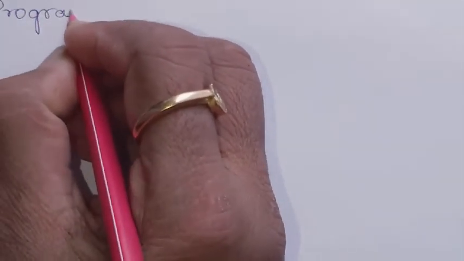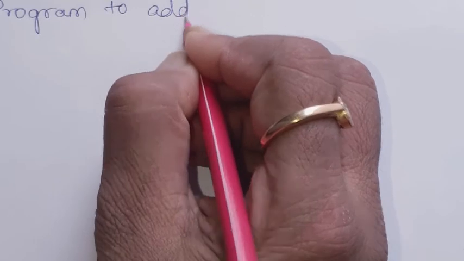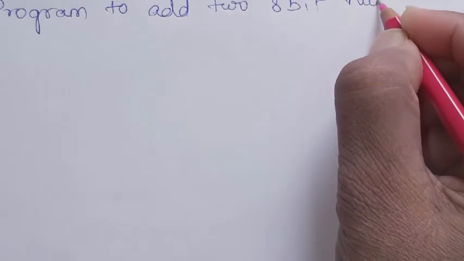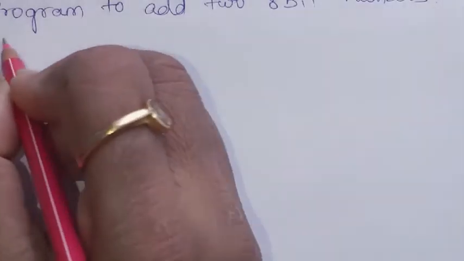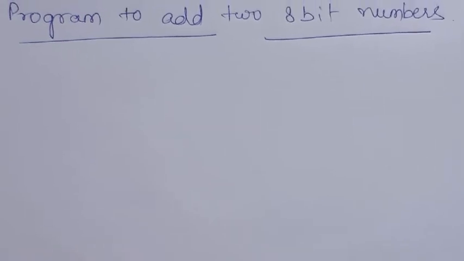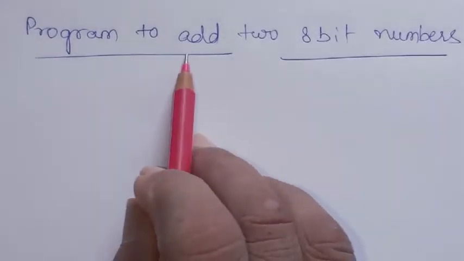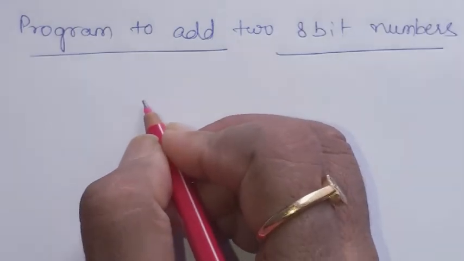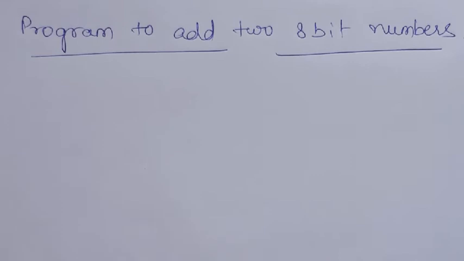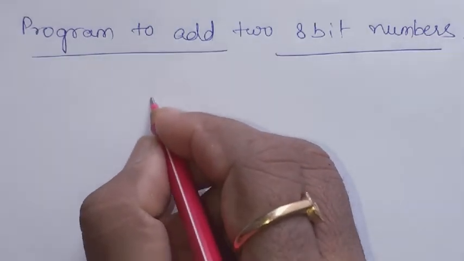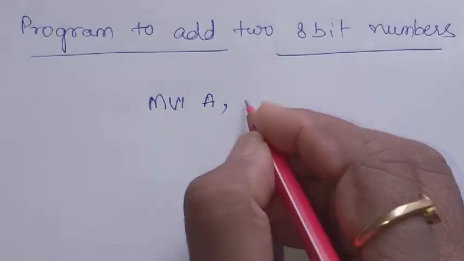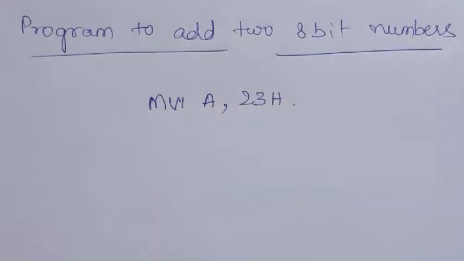Program to add 2 8-bit numbers. Let's write a small program to add 2 8-bit numbers. For that, you should take one number and move it to the accumulator. So I will write move immediate accumulator with the first number.